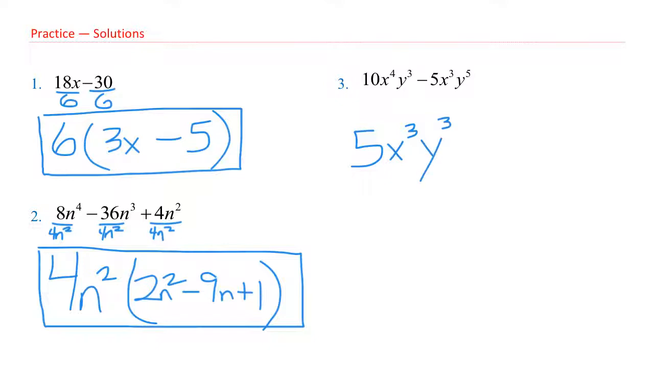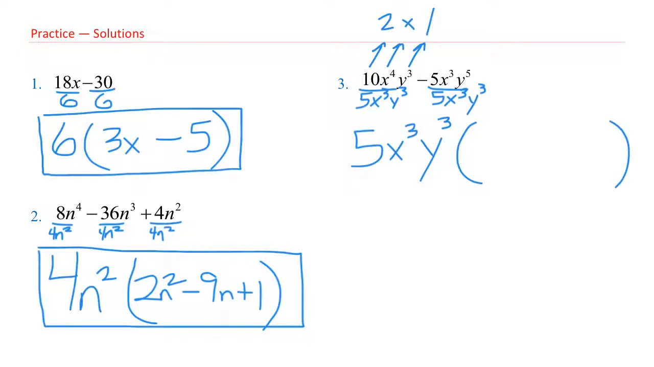Now we can divide each of these terms by our GCF and write the resulting terms in parentheses for our factored expression. Let's look at our first quotient here. 10 divided by 5 gives us 2. X to the fourth divided by x to the third gives us x. Y to the third divided by y to the third gives us 1. So we have 2 times x times 1. We don't really need to write the 1. We could just write 2x.